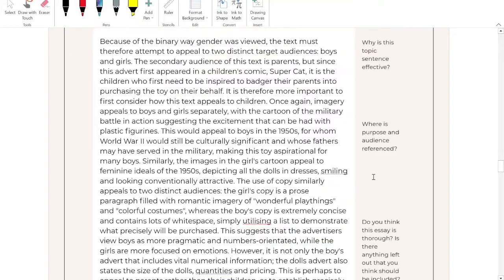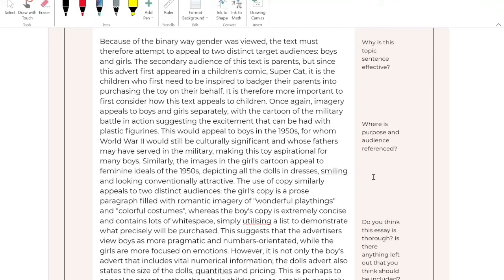Next paragraph. Because of the binary way gender was viewed, the text must therefore attempt to appeal to two distinct target audiences, boys and girls. The secondary audience of this text is parents, but since this advert first appeared in the children's comic, Supercat, it is the children who first need to be inspired to badger their parents into purchasing the toy on their behalf. It is therefore more important to first consider how this text appeals to children.